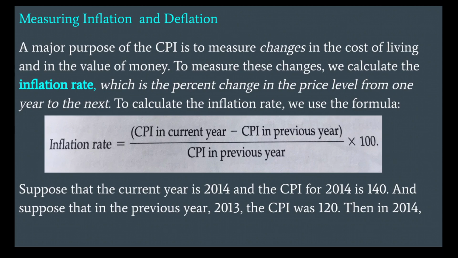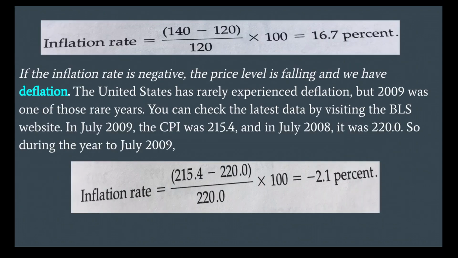Measuring inflation and deflation. A major purpose of the CPI is to measure changes in the cost of living and in the value of money. To measure these changes, we calculate the inflation rate, which is the percent change in the price level from one year to the next. To calculate the inflation rate, we use the formula: inflation rate equals CPI in current year minus CPI in previous year, over CPI in previous year, times 100. Suppose that the current year is 2014 and the CPI for 2014 is 140, and suppose that in the previous year, 2013, the CPI was 120. Then the 2014 inflation rate is 140 minus 120 over 120 times 100, which is 16.7%.